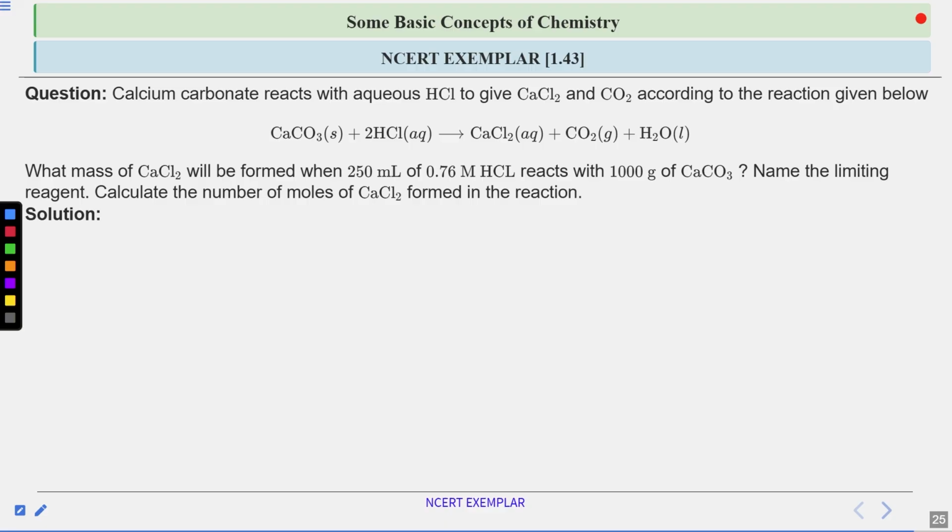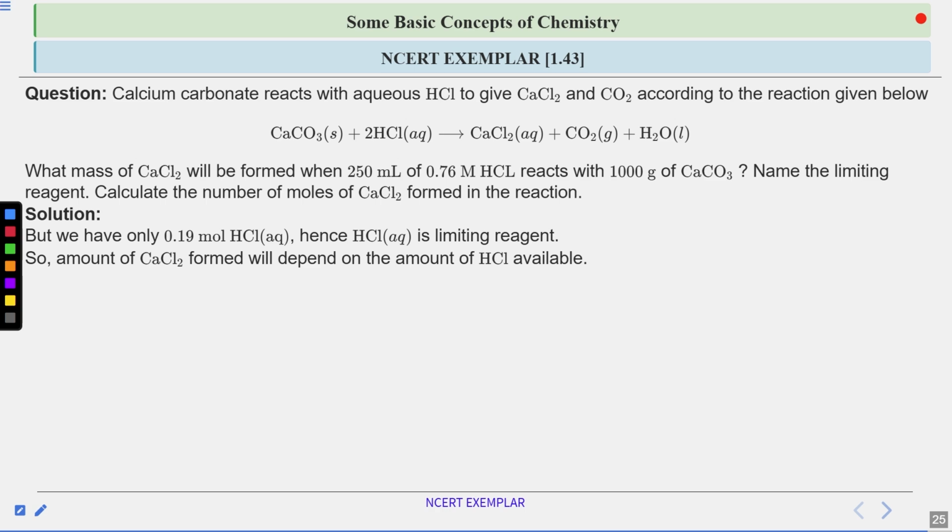Now again, coming back to the equation, we can say that this thing is written here. So if 0.19 mole of HCl is present, that means HCl is the limiting reagent. Now, the second thing is to calculate the amount of calcium chloride. So we have to calculate the number of moles, not the mass.